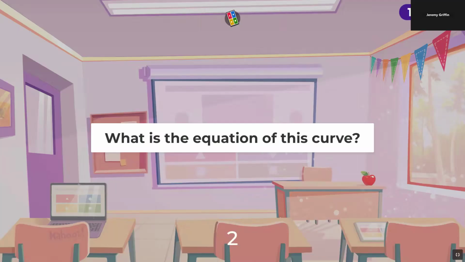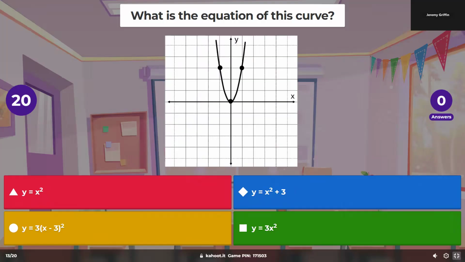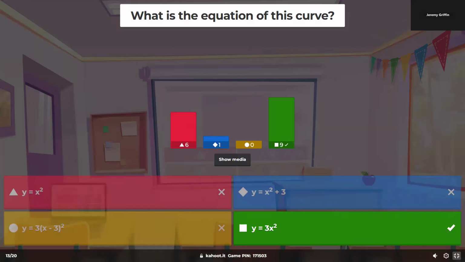Okay, equation of this curve. Yeah, just a vertical stretch factor of 3, right? So actually, it did start off as y equals x squared, but everything is vertically stretched by a factor of 3. So you can do the 3 on there.